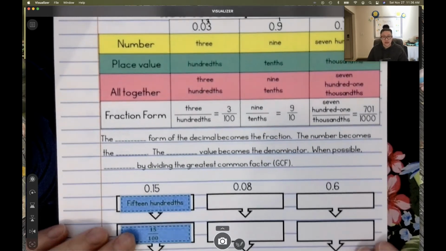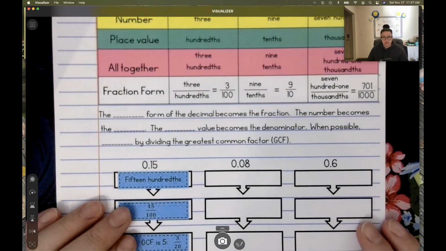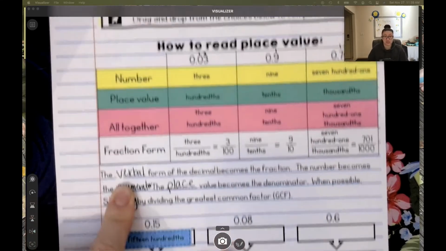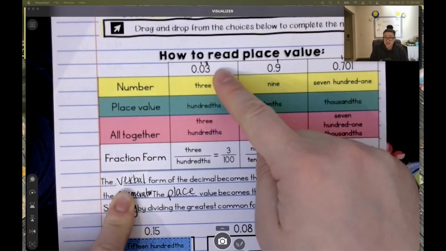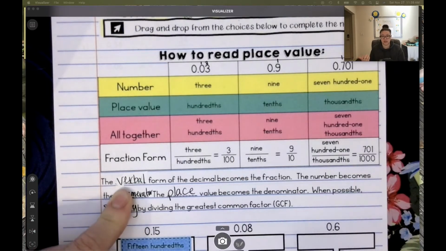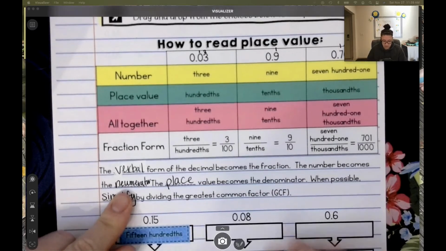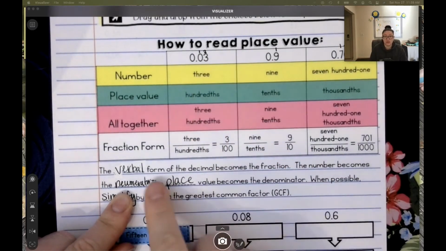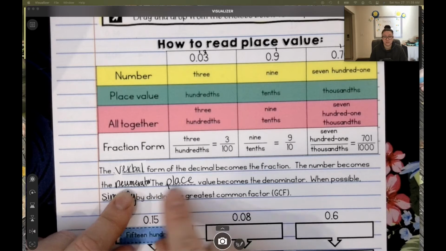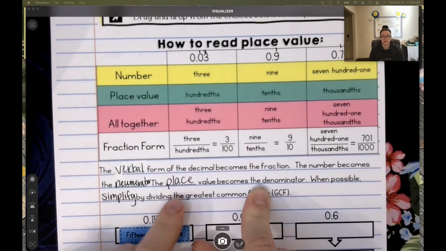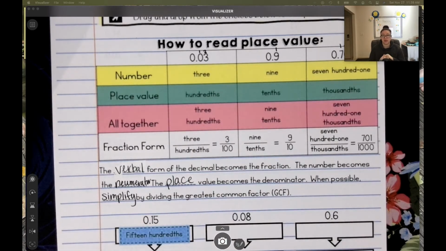All right, let's scoot down now that we've had some practice. The verbal form of the decimal becomes the fraction. Like I said, you read the decimal and you read the fraction the exact same way. The number without the decimal becomes the numerator. The place value, how we had to count, becomes the denominator. And when possible, you need to simplify by dividing by the greatest common factor. We're going to review that in just a little bit.